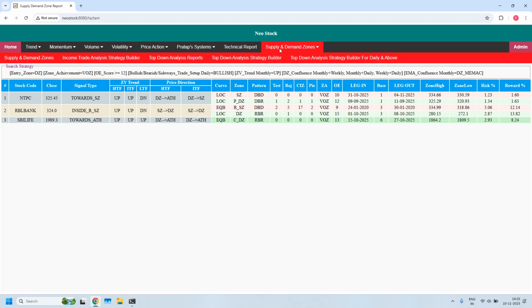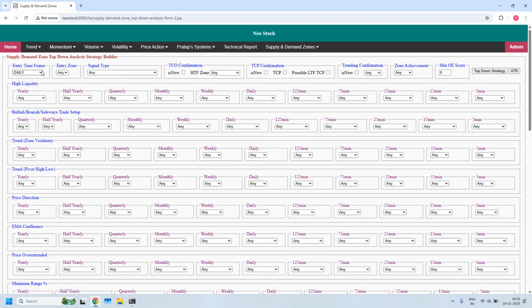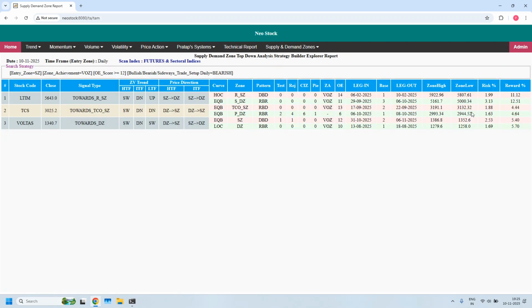Okay, next bearish trade setup for daily income trade, daily supply zone, bearish. So we got 3 stocks.